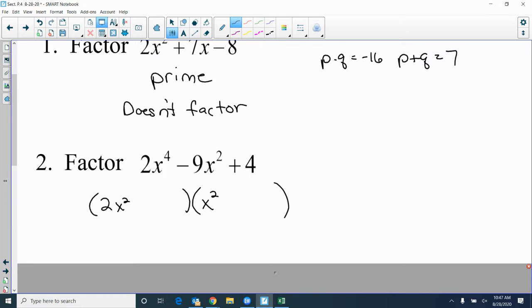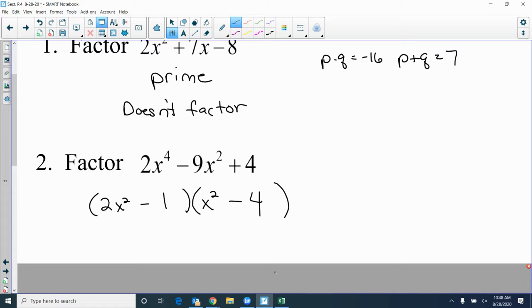And it's either got to be 2 and 2 or 4 and 1. It cannot be 2 and 2. Why not? Because that means one of the 2's has to be with the 2x squared. You're going to have a GCF. Can't be that. I can't put a 4 here and a 1 here. So it's got to be minus 1, minus 4, right? Does that work?